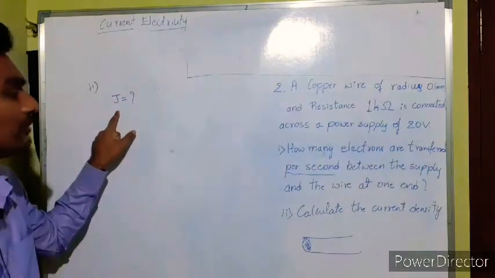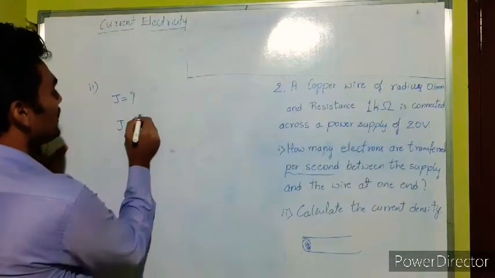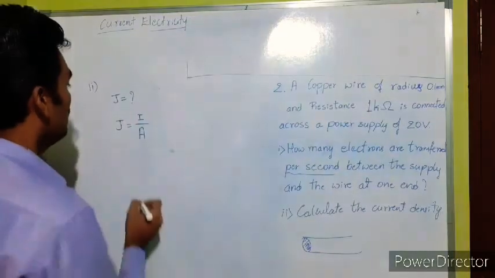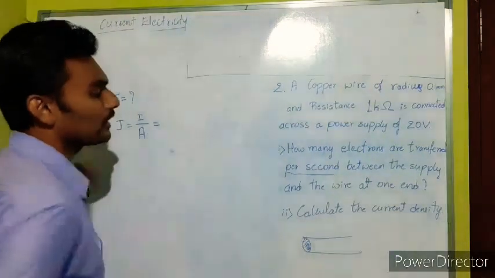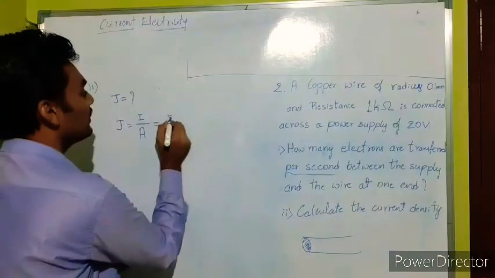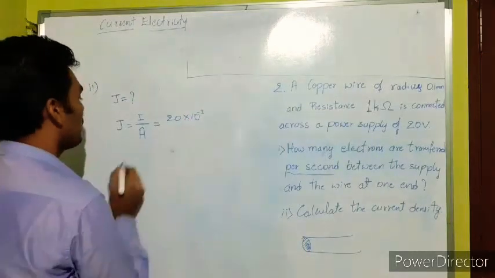Now, what is the formula of J? J is given by I by A, current per unit area of cross section. I, current, do we have the value of current? Yes, we do. We have calculated it. It is 20 into 10 to the power of minus 3 ampere.